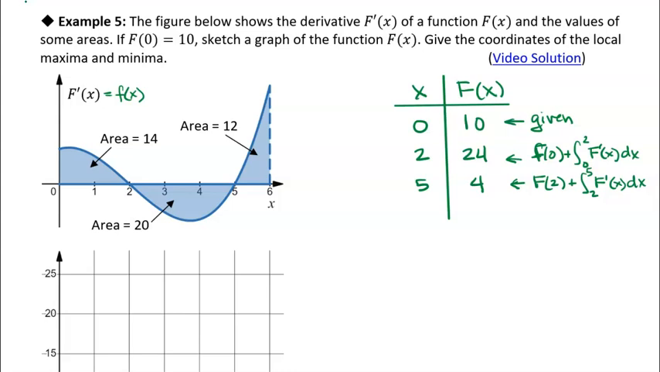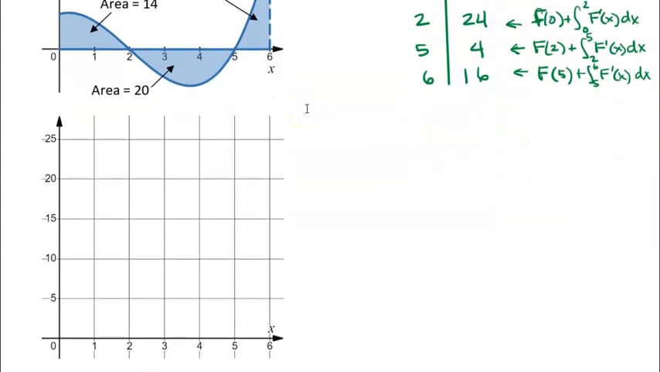Then I'll find the value of the antiderivative at 6, and I can do that by taking F at 5 and then adding the integral from 5 to 6 of F prime of x. I'm given that area is 12, so if I add that on, I end up at 16. Now I've constructed a table of values. These are values that are on the graph of the antiderivative. So I'm going to plot those points down here on the graph.